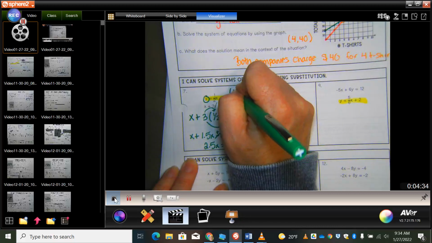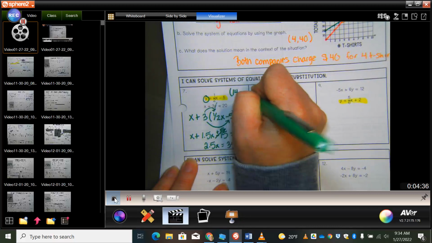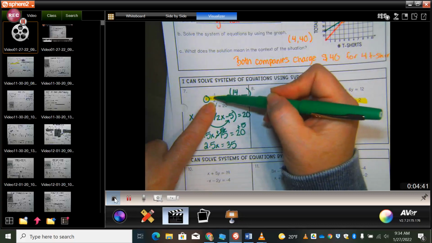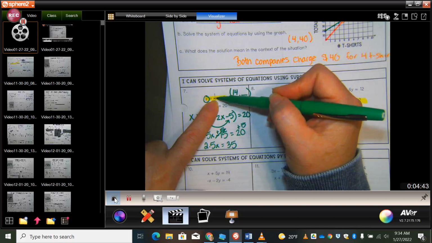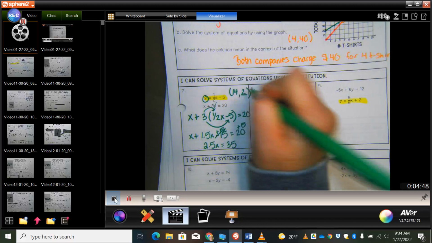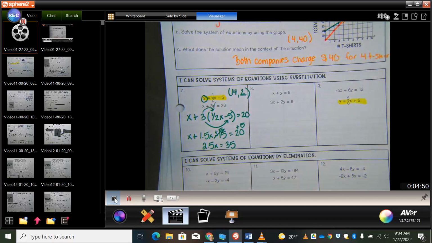And remember, X comes first. We still need to solve for the Y value. So that just says, okay, in order to solve for Y, what is half of 14? It's 7. And 7 minus 5 would be 2. Okay? And there's our first one.